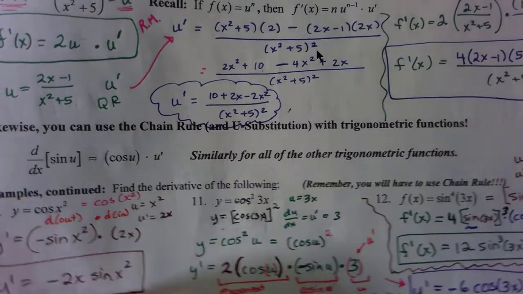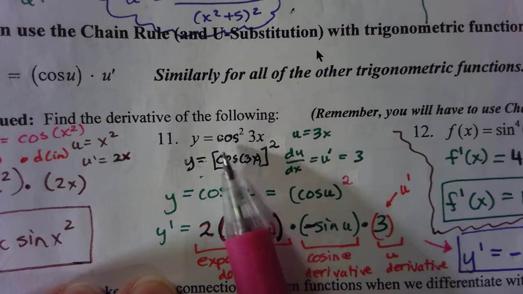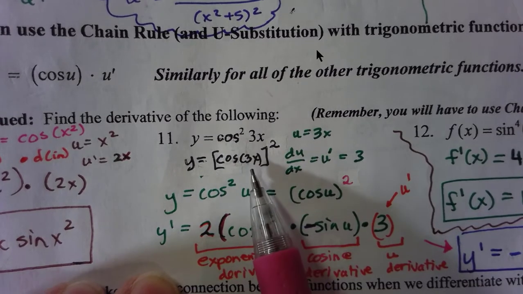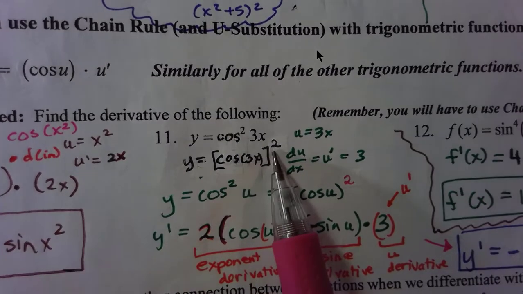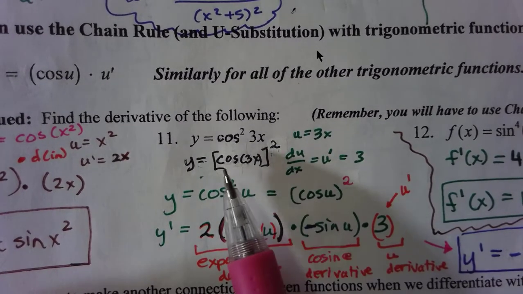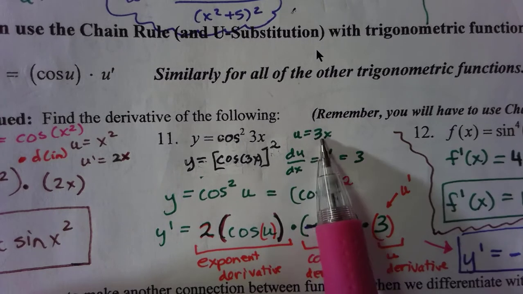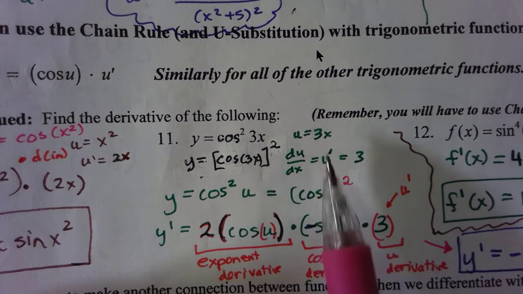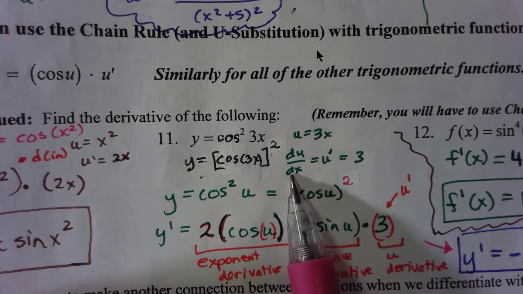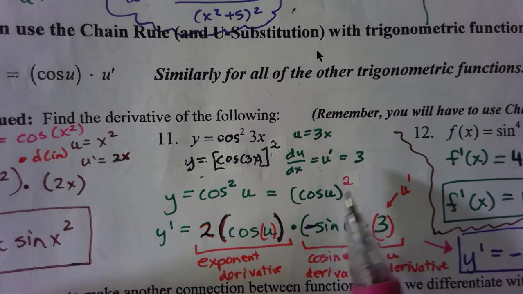Now let's look at number 11. You have more to think about because cosine squared of 3x really means cosine of 3x, squared. And we actually have 3 things going on here. We have the second power, we have the cosine, and we have the very inside 3x. So our u is going to be 3x, so our u prime is 3, or du dx. So y is cosine squared of u, or cosine of u, squared.